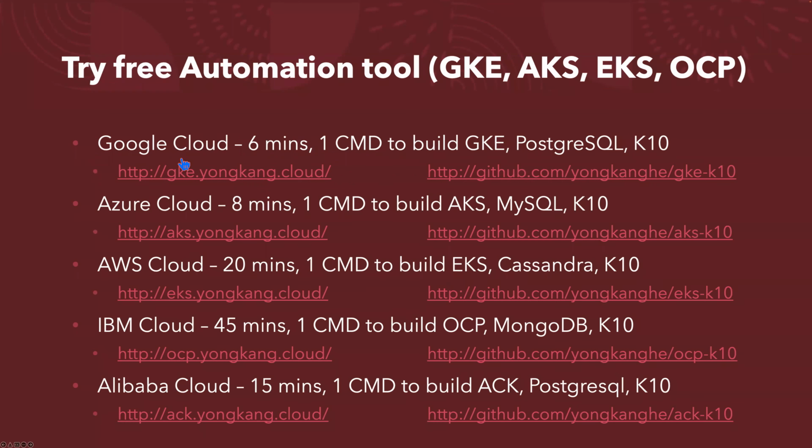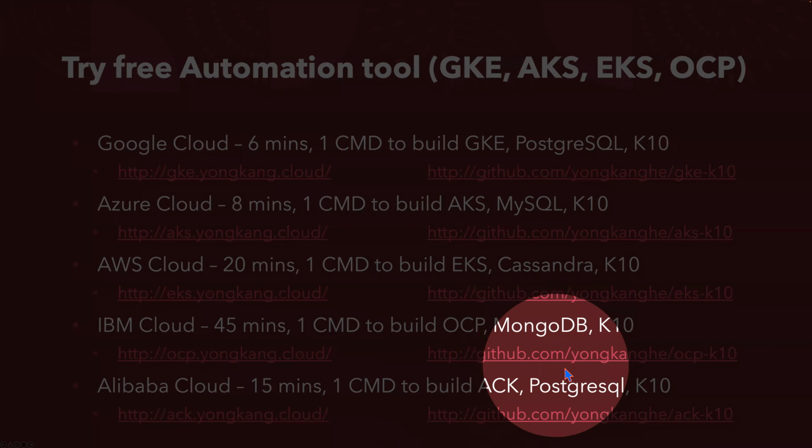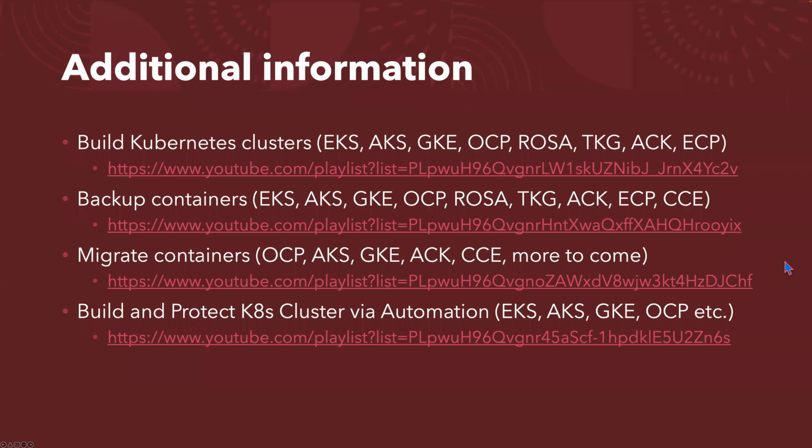If you want to try my free automation tools, I'm right now showing you the Google Cloud one: 6 minutes, 1 command to build GKE plus PostgreSQL plus K10. But I also have the automation for Azure Cloud, for Amazon AWS Cloud, for IBM Cloud, and also for Alibaba Cloud. I'm deploying a different managed Kubernetes cluster because each cloud has a different name for its Kubernetes service. I'm also deploying a different database.